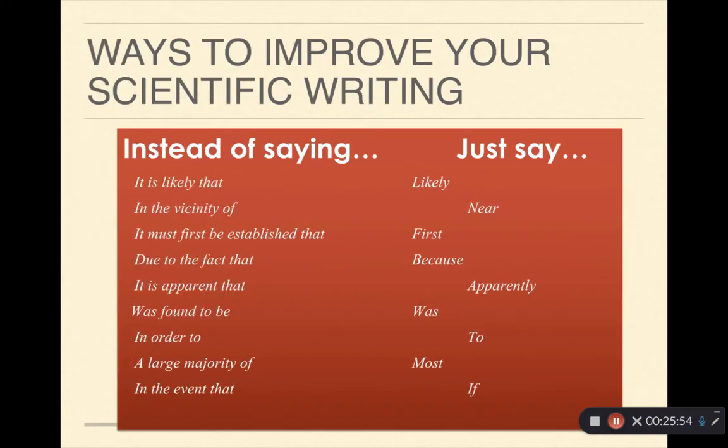Ways to improve your scientific writing. It's about conciseness and eliminating unnecessary words. So you can have phrases like "It is likely that." You can cut that down. Just say "likely." "In the vicinity of," just say "near." "It must first be established that," all kinds of wasted words there. Just say "first." "Due to the fact that" is the same as "because," and so on and so forth. So you get the point.